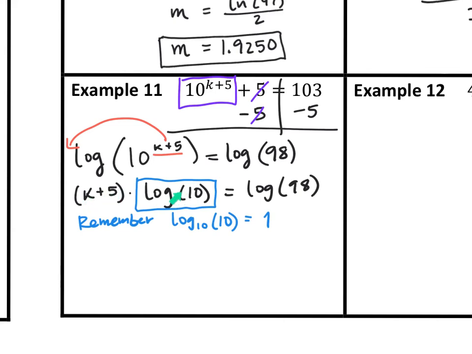So what's k plus 5 times 1? k plus 5. So I'm going to be left with k plus 5 equals log of 98. And then one more step, right? We're going to subtract 5 on both sides. 5 minus 5 cancels. And so k is approximately negative 3.0087.